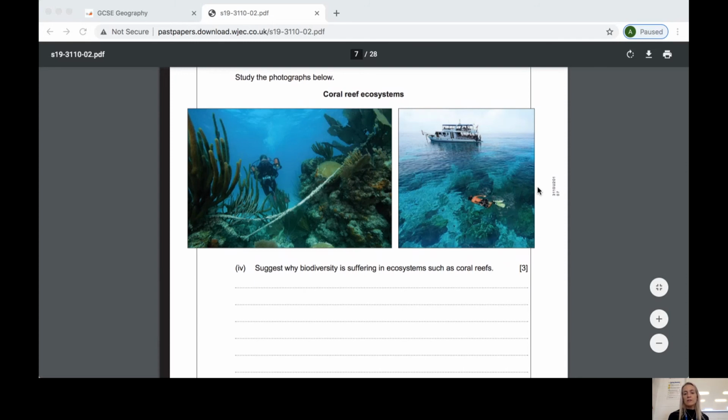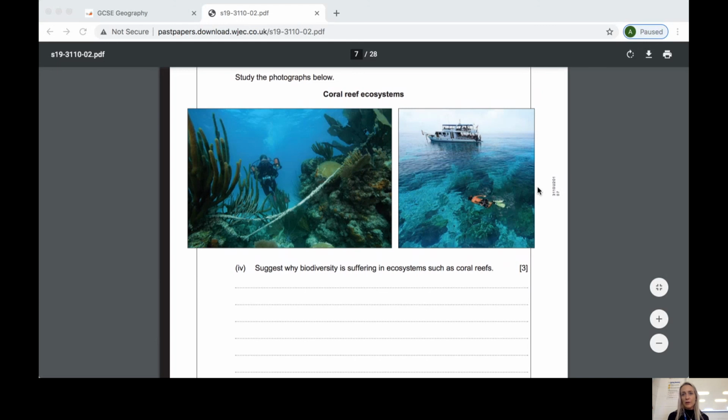Why is the biodiversity suffering? So then you need to link the litter. Litter on its own isn't going to kill the fish. You need to say how it kills the fish. Okay, so litter from boats may be swallowed by wildlife for 1 mark. Pollutants can travel from locations far away due to ocean currents. So you could say that pollution in the water can travel from far away, choking the wildlife.